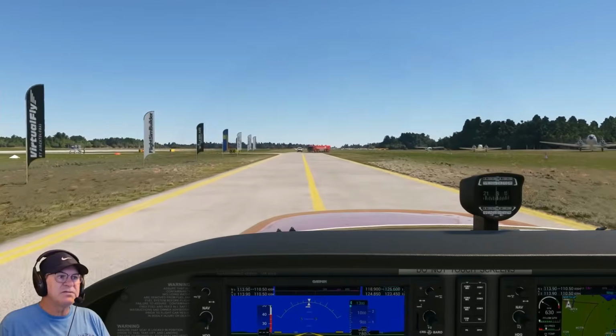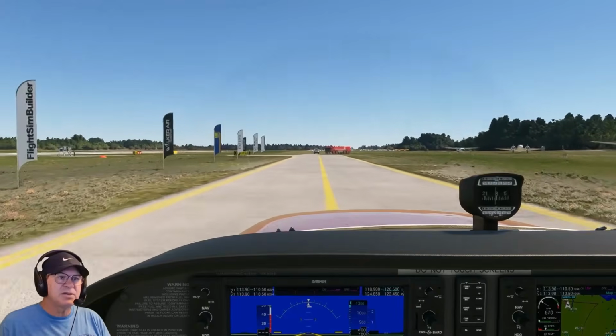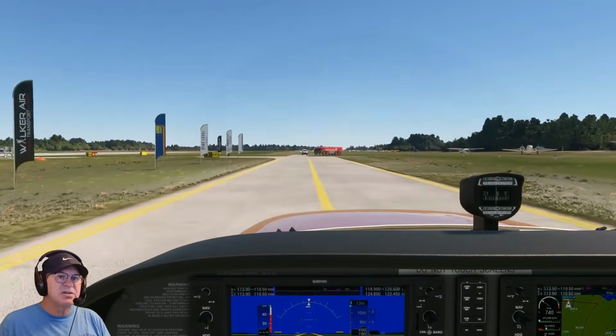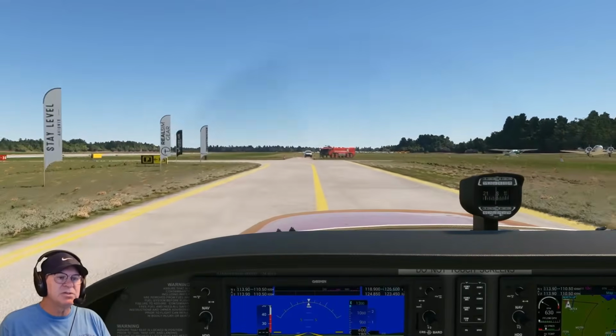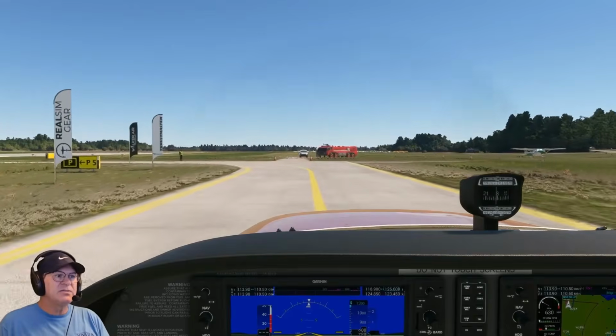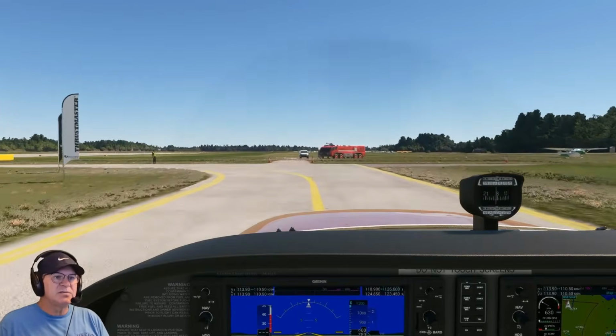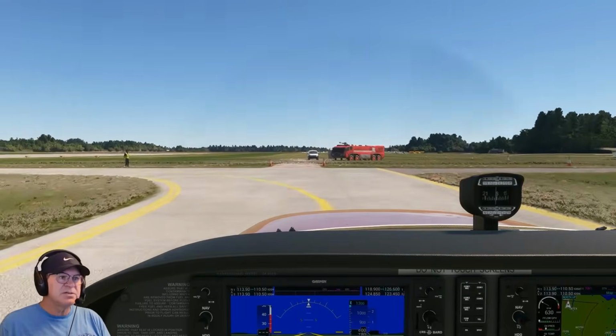All those flags to the left are part of the new scenery. The fire truck at the end, part of the new scenery. All this stuff is all part of the new scenery from Pilot Edge. We can only use it for this event. I'd love to use this even after the event, but that's not what it's intended for.